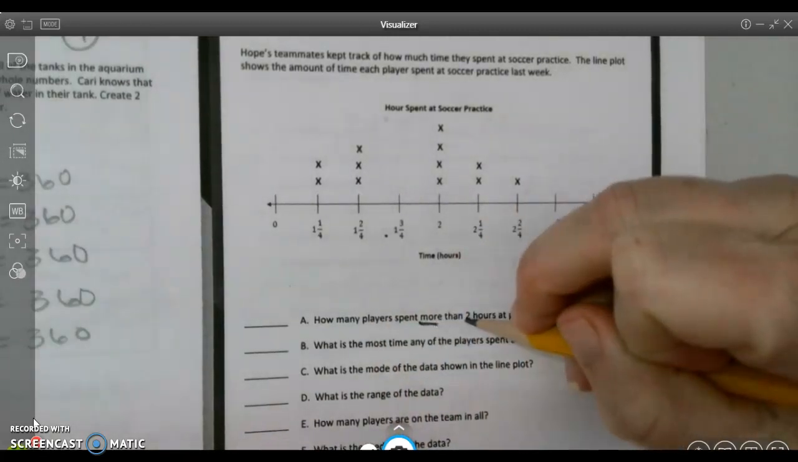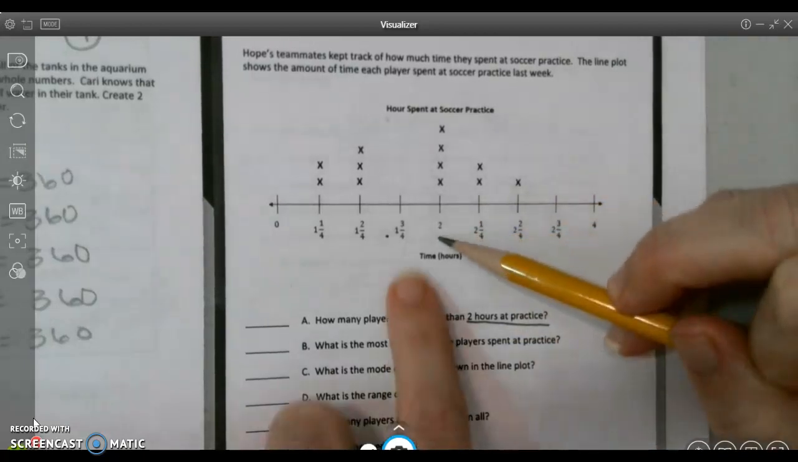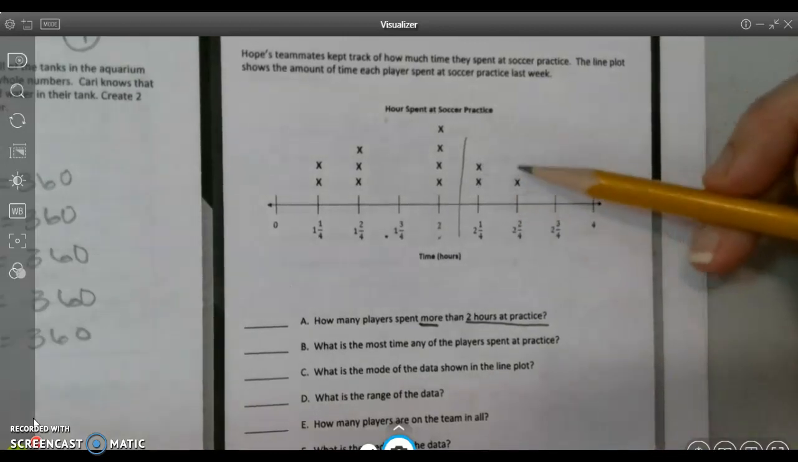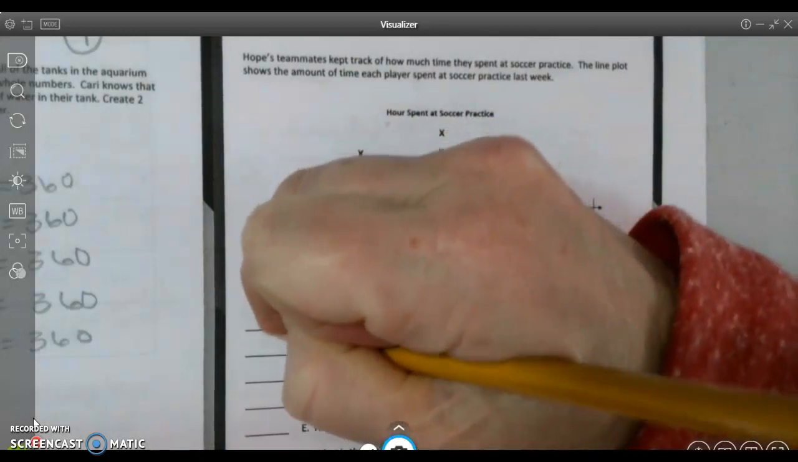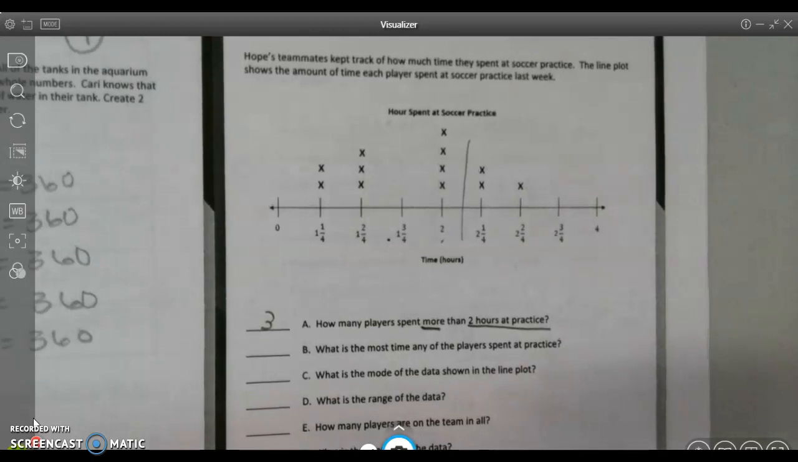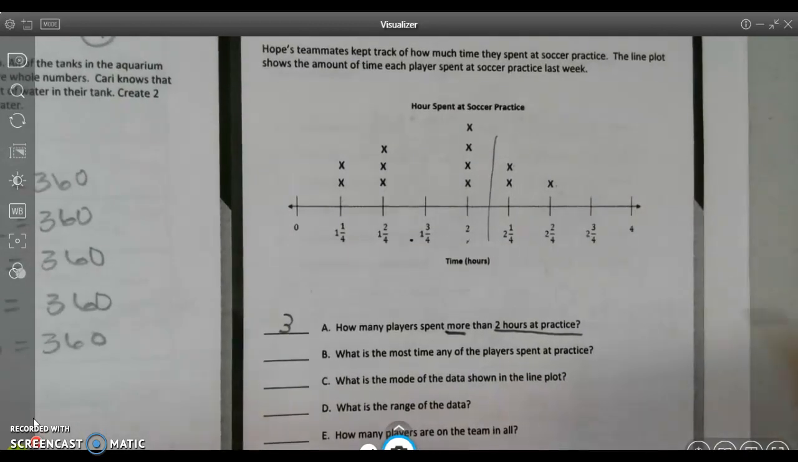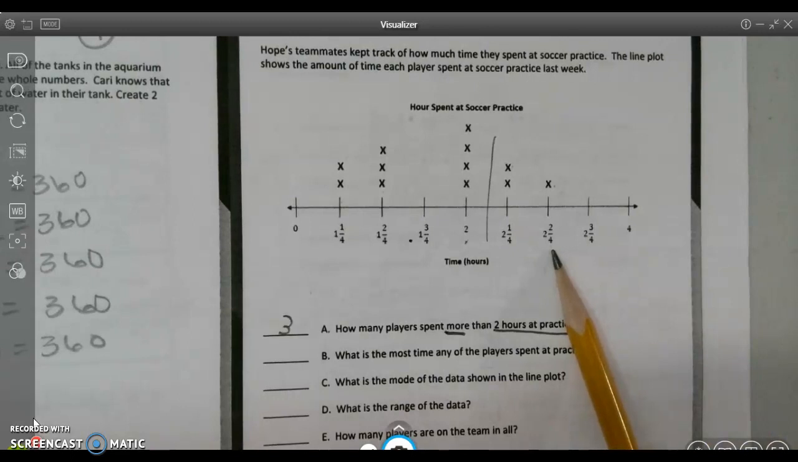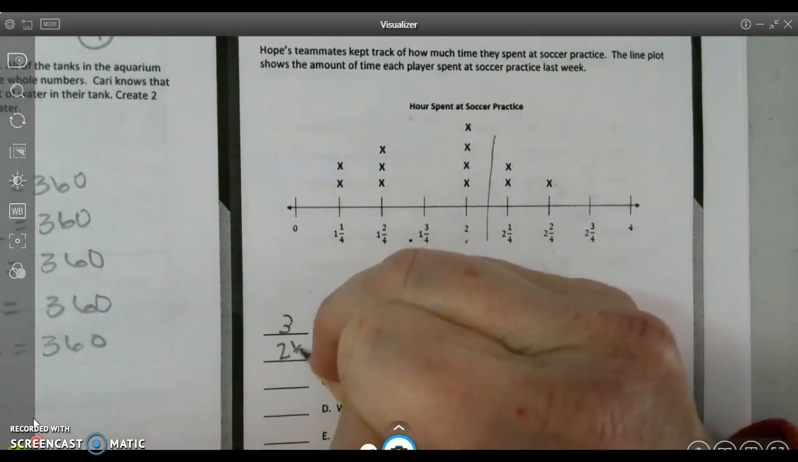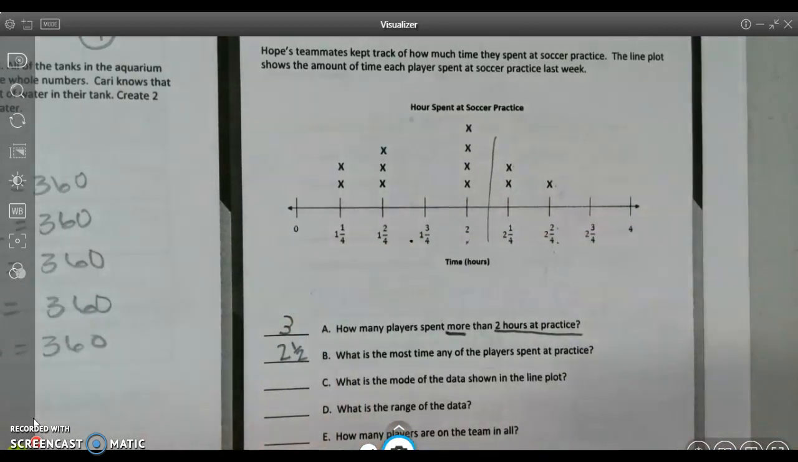more than 2 hours? Well, I'm going to find 2 and I'm going to look at all the ones that are more than 2. So if I look at the ones that are more than 2, how many players spent more than 2 hours? 1, 2, 3. All right. Then it says, what is the most time any player spent at practice? Well, if we look at the most, the highest one is 2 2/4, which is the same as 2 1/2, because 2 is half of 4, 2.5 hours.